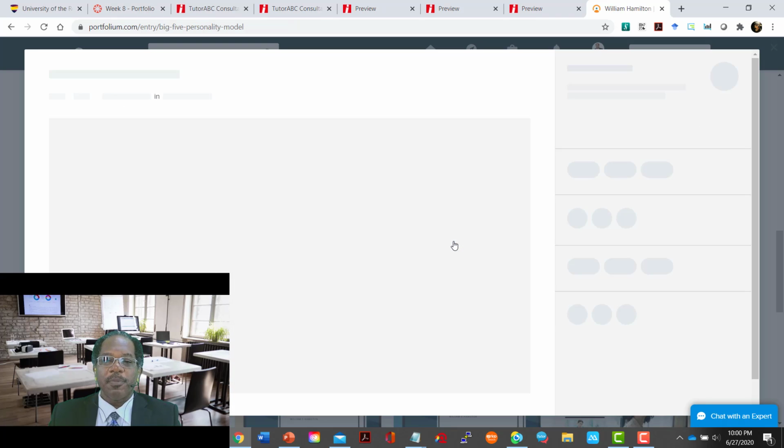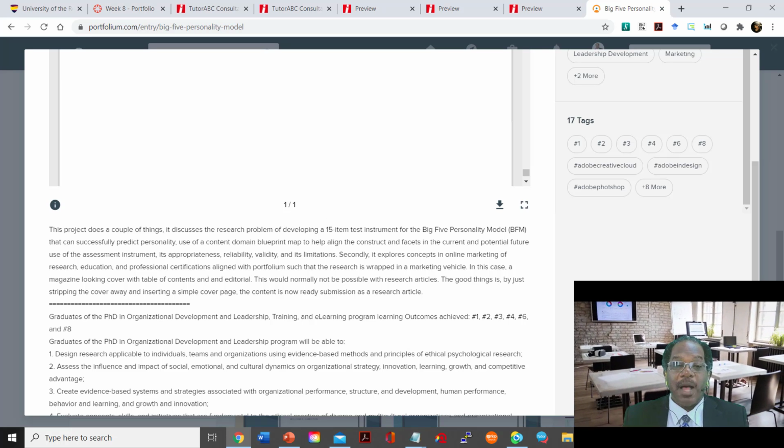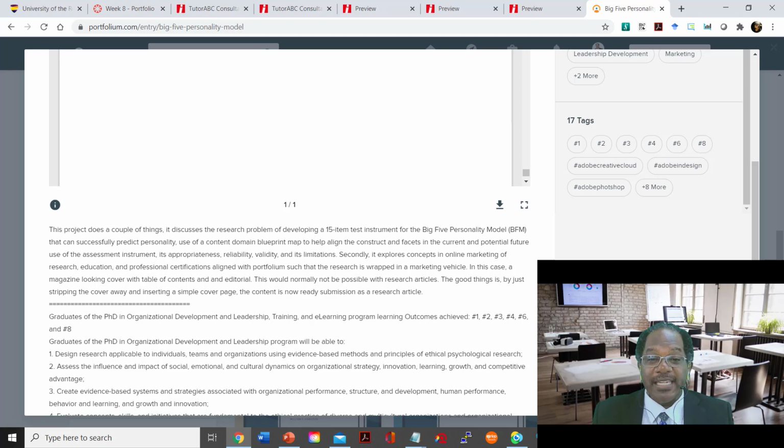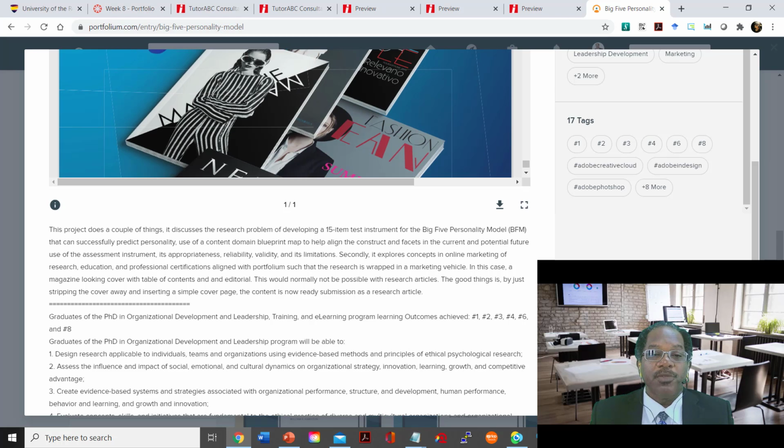So for this Big 5 personality model, this project does a couple of things. It discusses the research problem of developing a 15 or 25 or even a 45 item test instrument for personality. Many call it the Big 5 personality or 5 forces model that can successfully predict personality. The use of this content domain blueprint maps it and helps to align this construct and facets of current and potential future use of assessment instruments. We're looking at appropriateness, validity, reliability, and limitations.